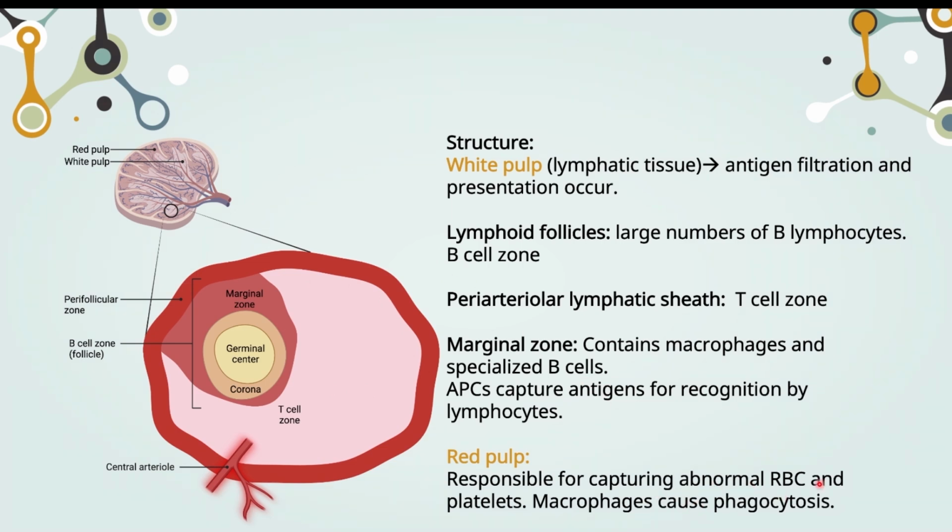Like I talked about earlier, if the RBCs are misshaped or if they are old, they cannot squeeze through the narrow arterioles, all right? And then they are captured by the macrophages and they undergo phagocytosis.